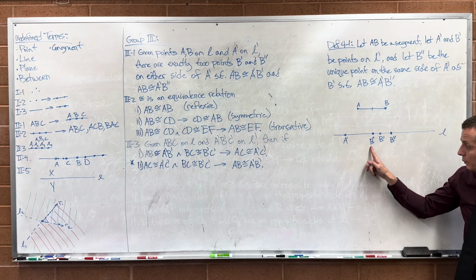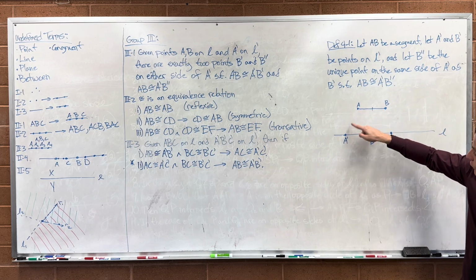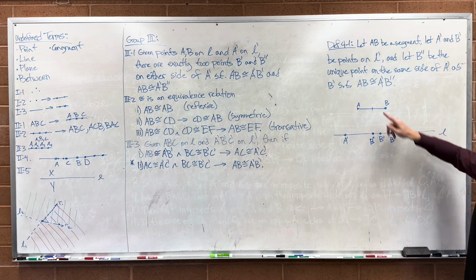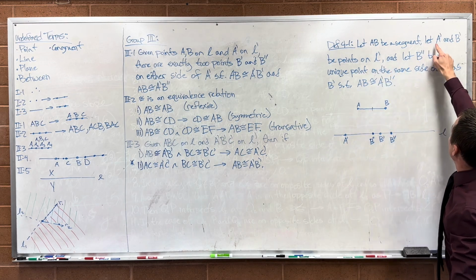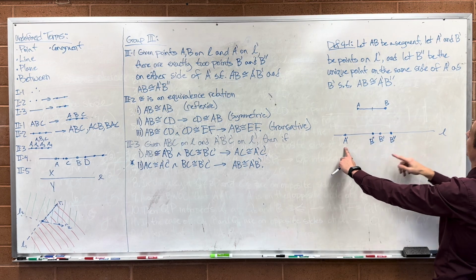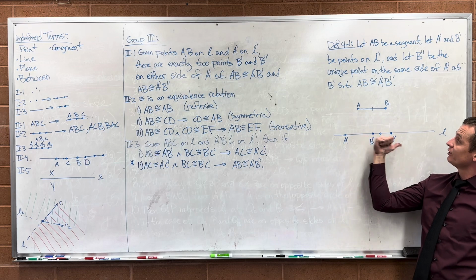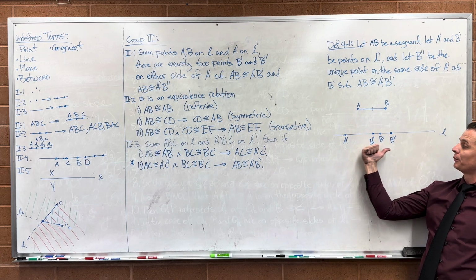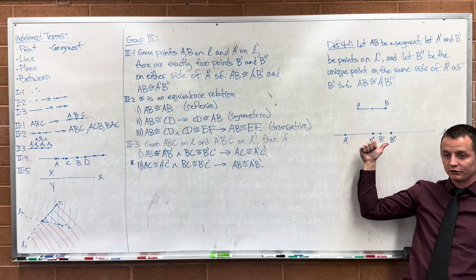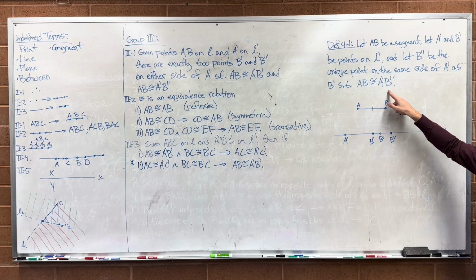If it comes before B prime, that's what B double prime is. It's where this point lands. So if you force A to land on A prime, then B double prime is where B lands. Or look at up here. Let A and B be a segment, and let A prime and B prime be points on L prime. So here's A prime and B prime on L prime. And let B double prime be the unique point on the same side of A prime as B prime. So B double prime has to be over here. We're not looking for the congruent point over here. We're looking for the congruent point over here, such that AB is congruent to A prime B double prime.